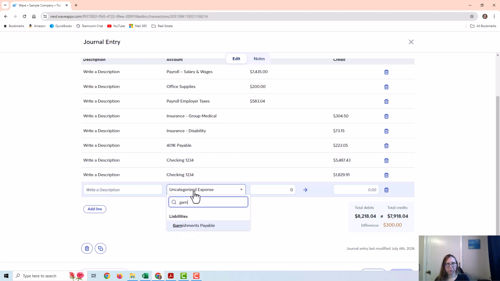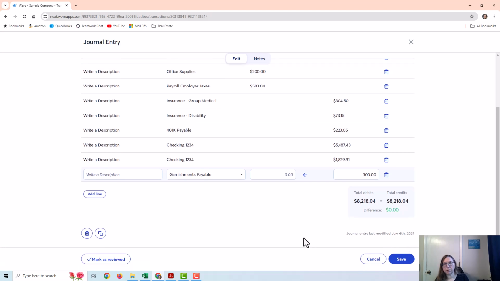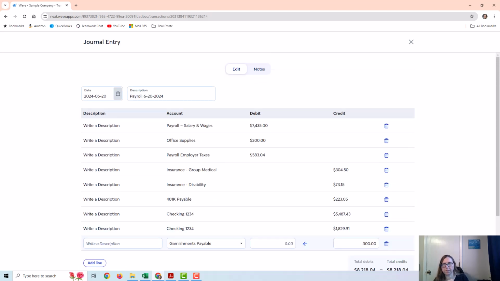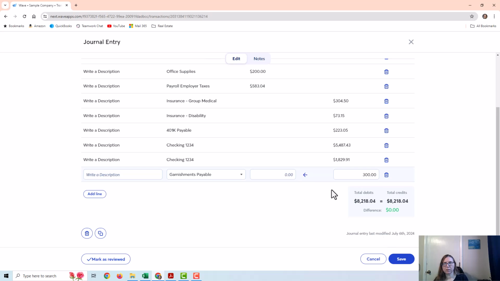And then you would have a garnishments payable account for that $300 that was going to go to that agency, whatever it was, a tax agency, child support agency, whatever the garnishment was for. So that's how it would look if you had a garnishment. You would just have another payable and the net pay would be less.